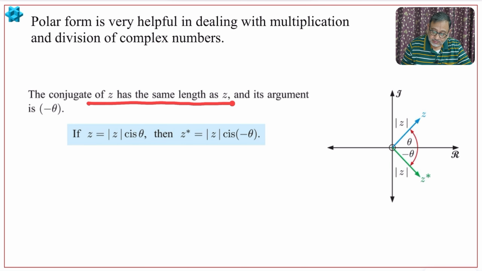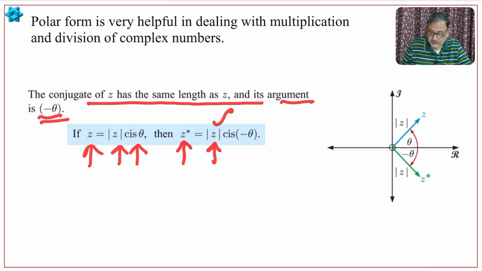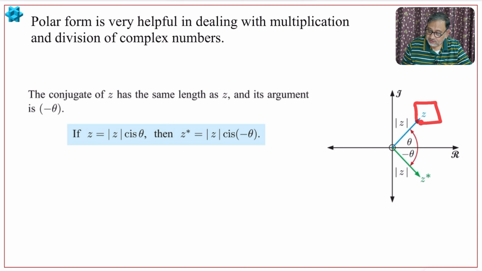Now the conjugate of a complex number will have the negative argument. So if z is modulus of z into cis theta, then z conjugate will be the same modulus, but cis of negative theta. So if you have a complex number in the first quadrant, then its conjugate will be in the fourth quadrant. Actually any complex number is reflected in the real axis to get its conjugate, that is the rule.